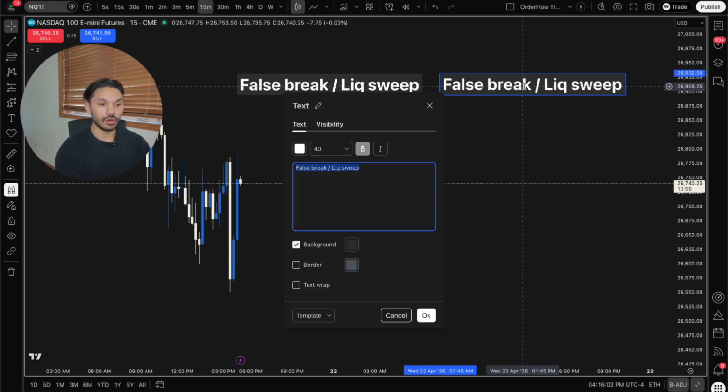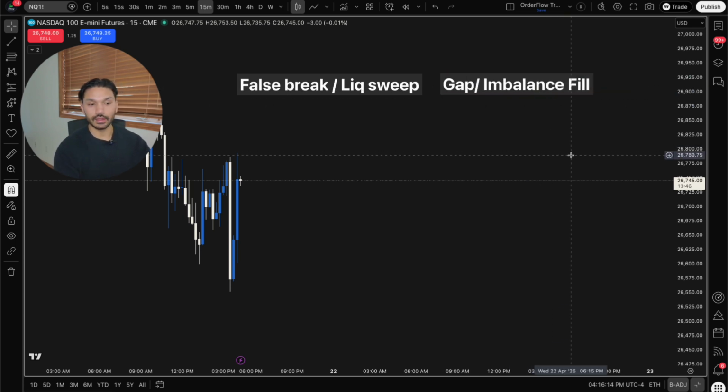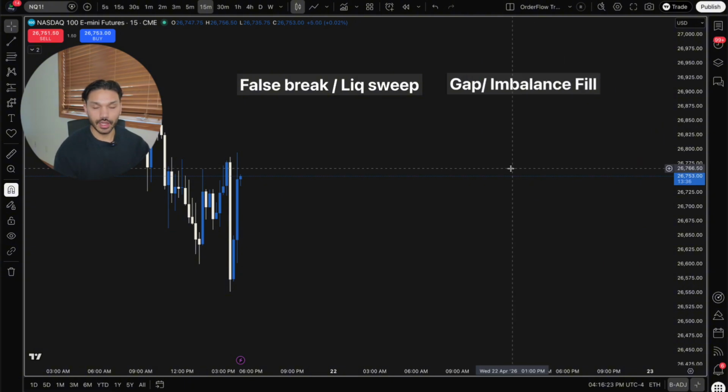Next setup that I look for is the gap or imbalance fill. Okay, so going back to the imbalance, as I said earlier, when price moves into one direction aggressively, there's going to be left behind orders, right? In those imbalance areas, price tends to come back later down the road and fill and then continue its direction. Okay, so these are the only two types of setups that I look for every single day, and of course you can combine these two together. I'll show you guys what I mean by that.